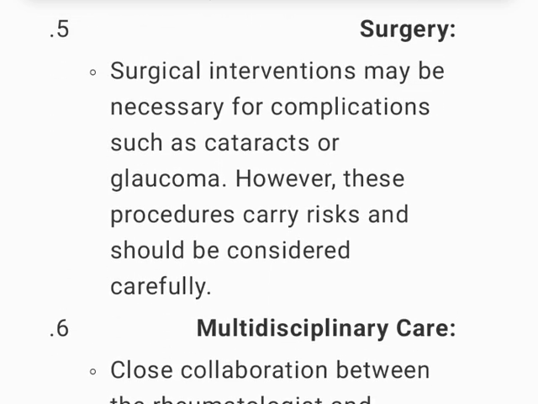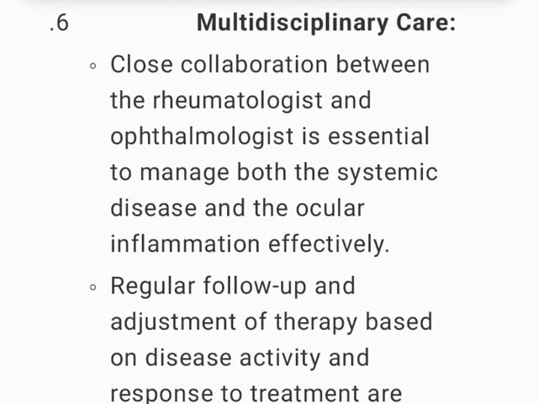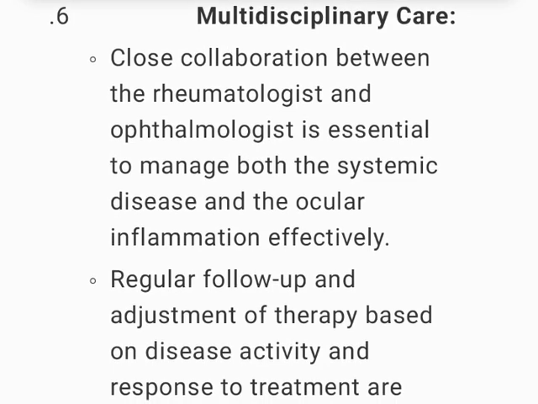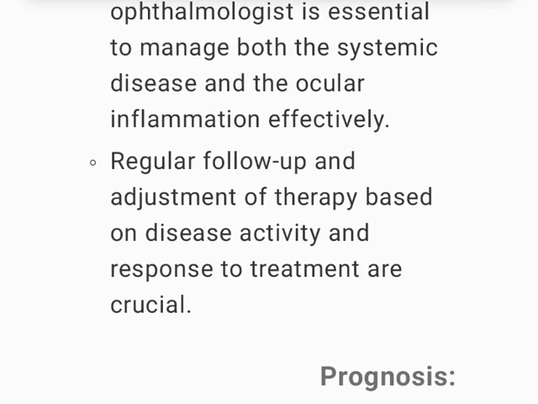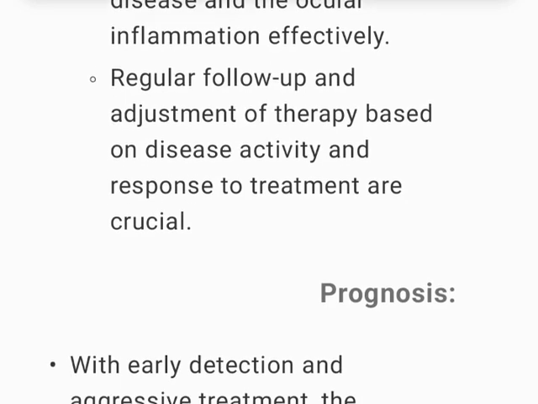5. Surgery. Surgical interventions may be necessary for complications such as cataracts or glaucoma. However, these procedures carry risks and should be considered carefully. 6. Multidisciplinary care. Close collaboration between the rheumatologist and ophthalmologist is essential to manage both the systemic disease and the ocular inflammation effectively. Regular follow-up and adjustment of therapy based on disease activity and response to treatment are crucial.